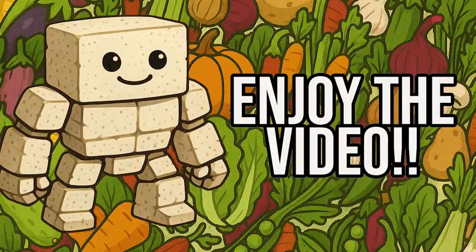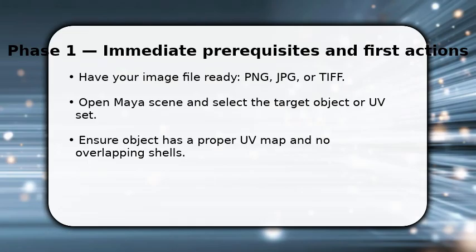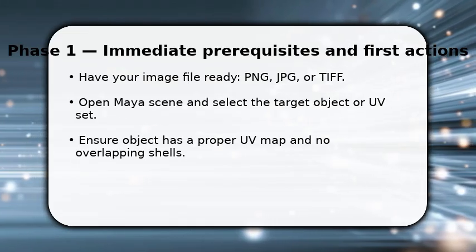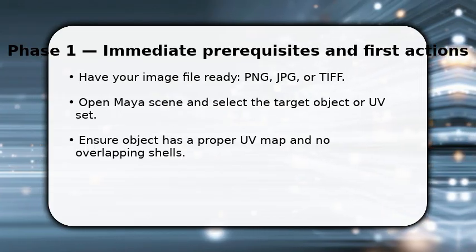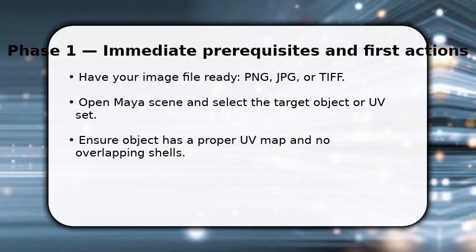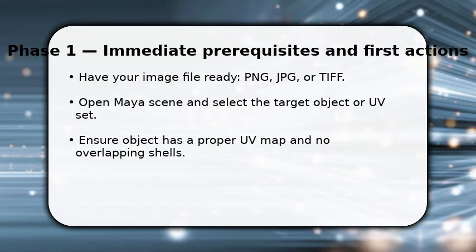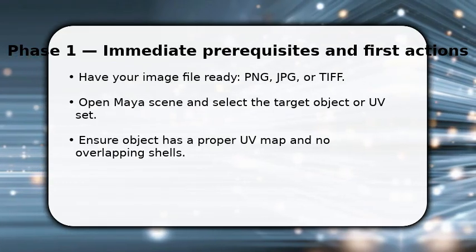Please enjoy the video. You start by loading the image you want to apply, and you prepare the object. Open Maya, import or reference the PNG or JPG. Once done, select the object in the viewport. Make sure it has a valid UV layout. If it doesn't, you will unwrap now.